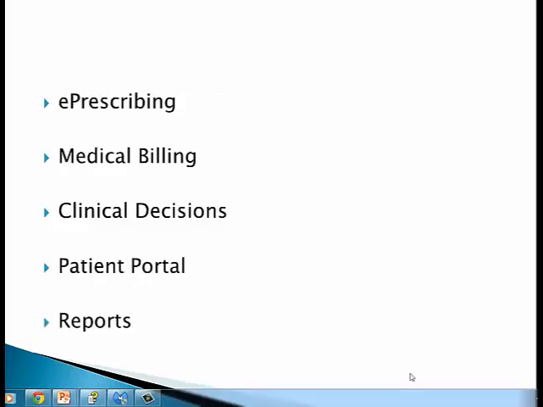Finishing off on the features of an EMR are e-prescribing, which I've already described several times, and medical billing. Now it helps with billing. Charges can just be dropped to the bill. Clinical decisions, with all the interactive checking that goes on, it's easier for doctors to make clearer diagnoses. Patient portal, which I just mentioned as well, a way for doctors and patients to communicate. And reporting. It's always beneficial to all when reports can be derived from data taken in the electronic medical record.